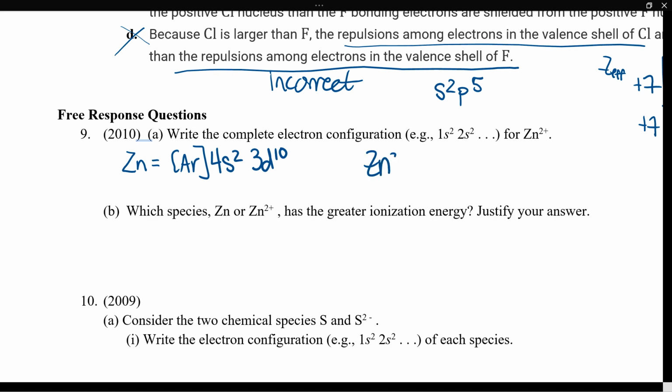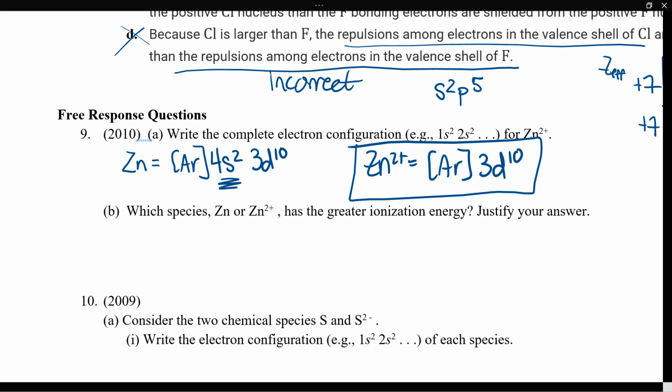And so for the zinc ion, I'm going to lose my valence electrons. And which electrons are valence? It's the ones in the outer shell. So I'm going to get rid of those 4s ones, and then here is my electron configuration for the zinc ion.